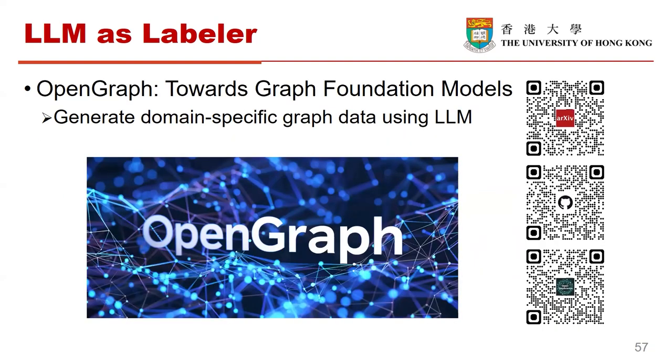So next, I will talk about one of our attempts towards graph foundation models. This work, OpenGraph, aims at achieving zero-shot graph prediction across datasets. Different from many concurrent works that use language models to break the barrier between graph datasets, this work proposed a different topological solution. And one interesting point about this work is that it generates domain-specific graph data using LLM. This process essentially distills the world knowledge from LLMs to our OpenGraph framework.